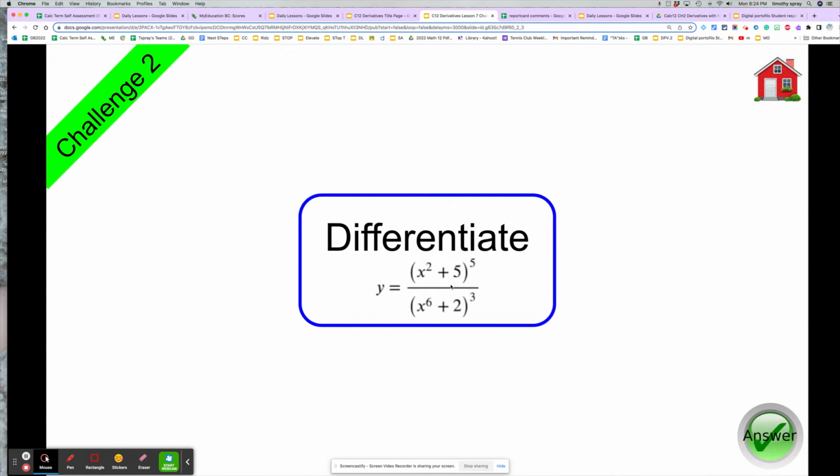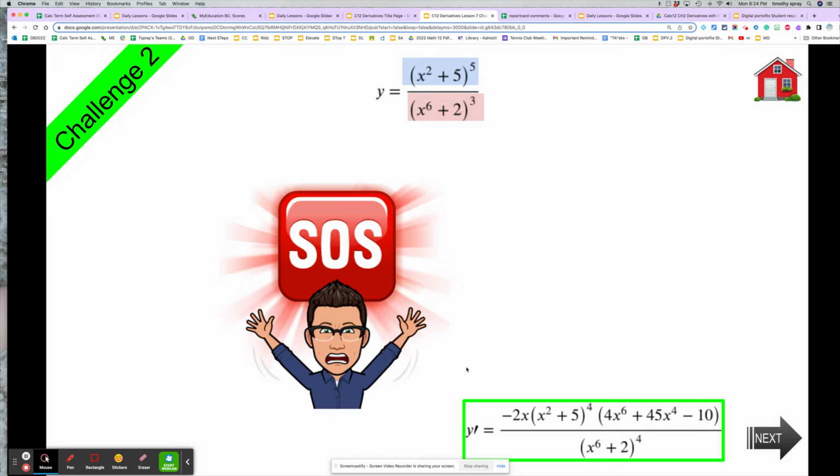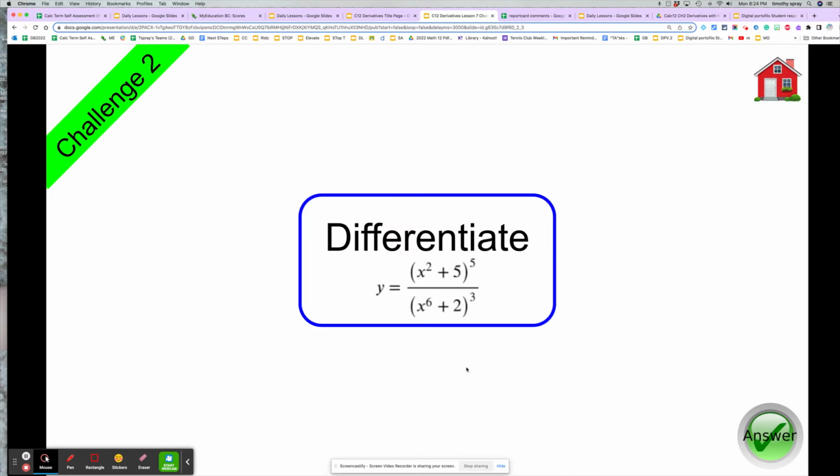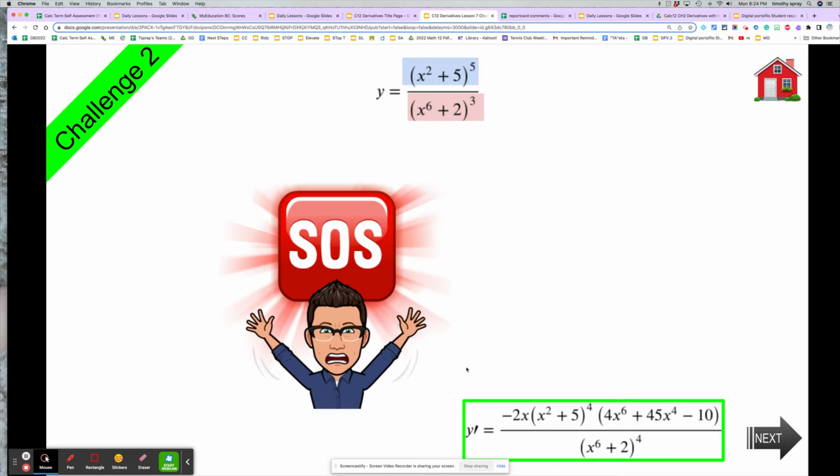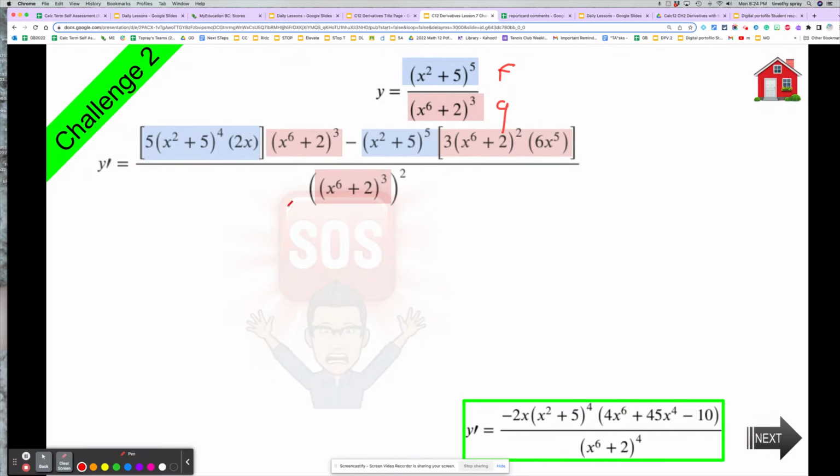So as we differentiate, hopefully you can tell that this is going to be a quotient rule. So we want to be careful once again. So let's be careful. Let's call this F and let's call this G. And now we just need to fill it out. So here's F prime right here. Here's G. Here's F. This is G prime right there. And so here we go.